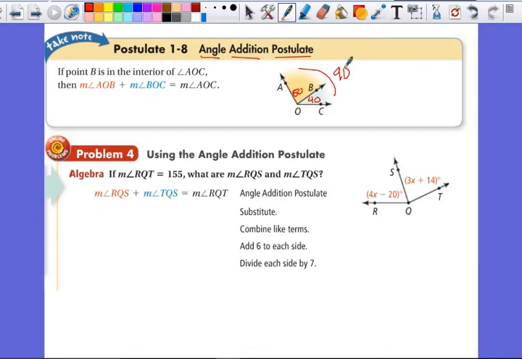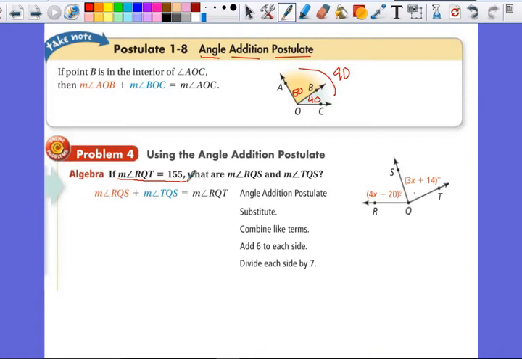That's essentially all you're doing for this. But of course, as it is always in math, it's going to require a little bit more in the sense of algebra. All right? So if you look at the problem below, they've got our 2 measurements written in there. They've also tell us right here that the measure of angle RQT equals 155. What are the measures of RQS and TQS? So the first thing that we need to do, of course, is solve for our variable. They've already written in here the angle addition postulate in words. Then you'll see that we're going to do the substitution property.